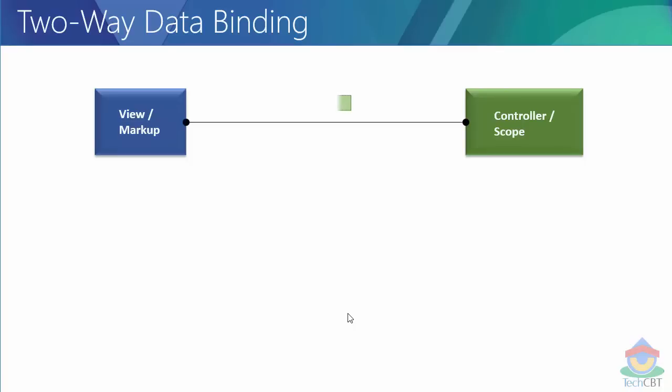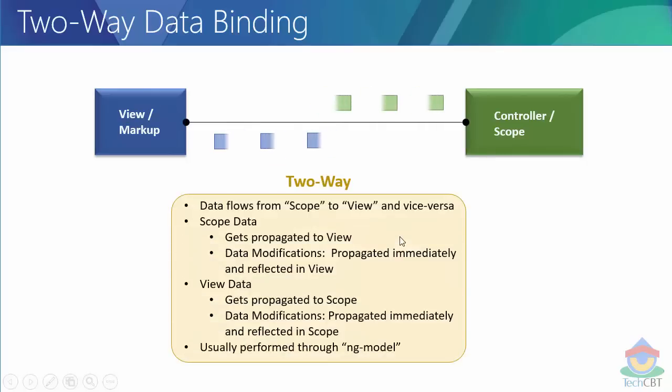The next one is two-way data binding, and the name says it all. I can have the scope sending the information to the view, and at the same time the view also sending back the information to the scope. So which means it is two-way, that is scope to view and view to scope. Let us see in detail. So data flows from scope to view and vice versa, which we already explained.